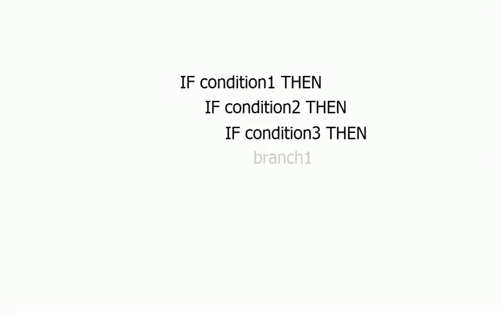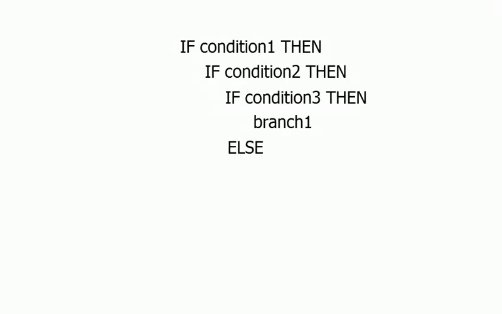Another way to test for multiple conditions is to use nested if statements. Branch 1 only occurs if all three conditions are met, and don't forget to add an end-if for each condition. Else statements and an alternate branch can also be added into each of the if statements.